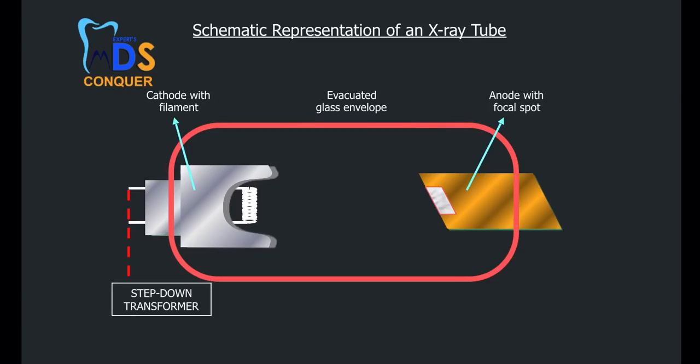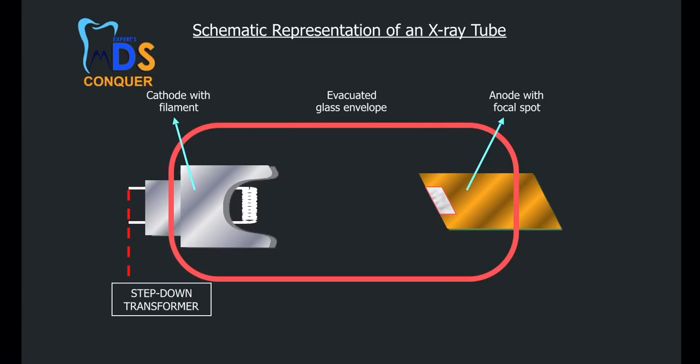Next you can see there is a step down transformer present near the cathode. Why is there a step down transformer? What is the reason and the concept behind it? When we switch on the X-ray tube, there is a constant power supply given to the cathode. We know power is equal to voltage into current, P is equal to V into I. Whenever there is a constant power supply, the voltage is inversely proportional to current.